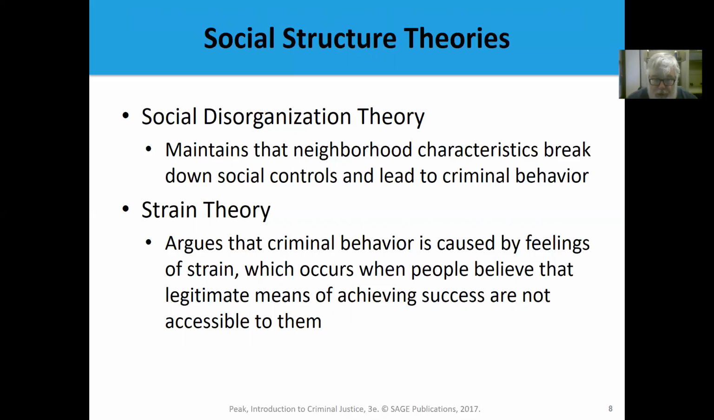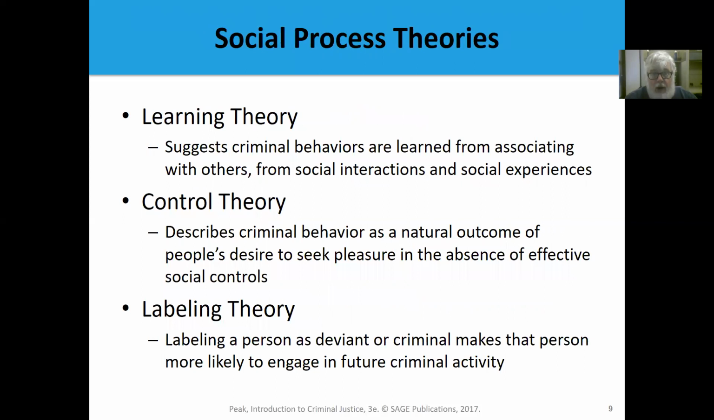Strain theory suggested that people commit crime because of various strains that occur in their lives, and they're trying to relieve that strain. They're looking at maybe, well, I can't get the job. There's no way I'm going to make it through college, and they decide to take a criminal or illegitimate means to success rather than the legitimate means to success. Social process theories, I mentioned that people learn about criminal behavior. So learning theory suggests people learn from associating with other people, social interactions and experiences.